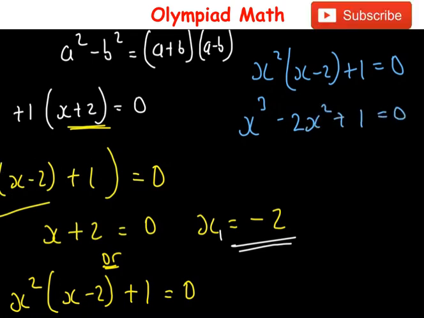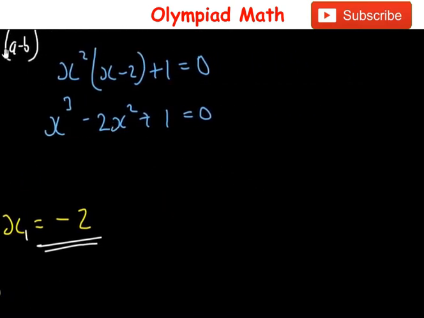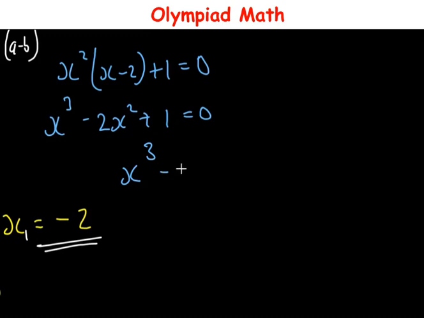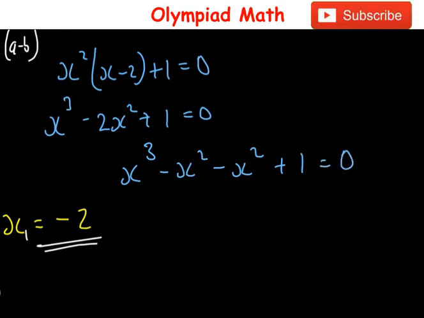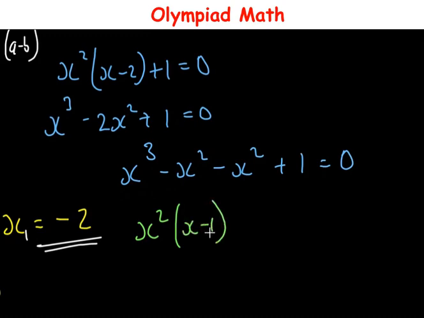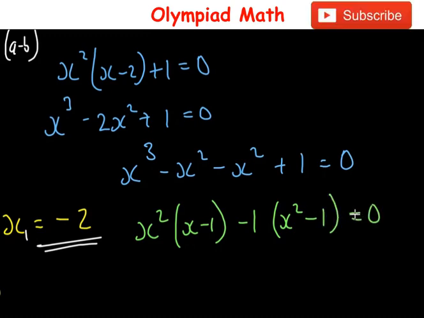This equals 0. So at this junction, we can rewrite this equation as x raised to power 3, then minus 2x squared can be written as minus x squared, then we have plus 1, equals 0. So factorize out x squared from this. We have x squared into bracket x minus 1, and also factorize out minus 1 from here. We have minus 1 into bracket x squared minus 1, and this equals 0.